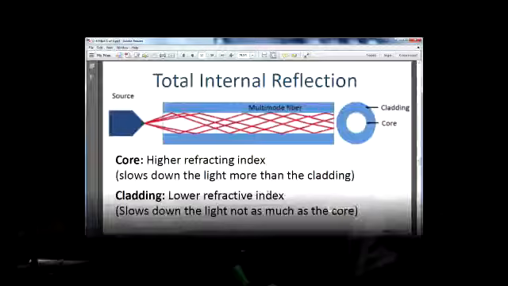If the angle is proper, which means there's not too much of an angle of entry into the core, then we are going to have reflection happening. We want to keep the light within the core. Because of the different indexes of refraction of the core and the cladding, the core has a higher index of refraction, which means the light is going to travel slower than it would normally if you injected it into the cladding. But we don't want to inject it into the cladding. We're injecting it into the core.